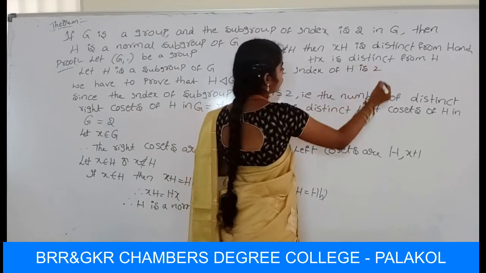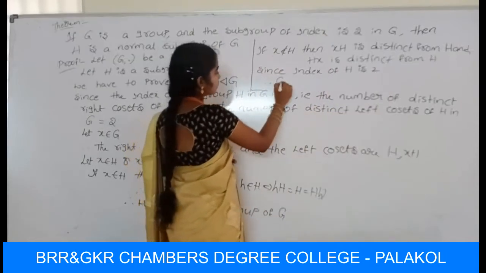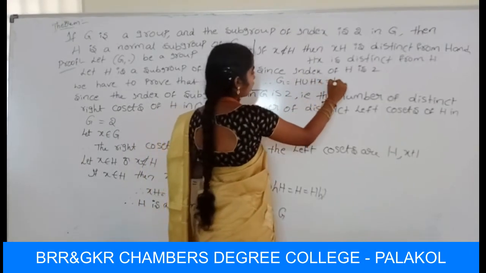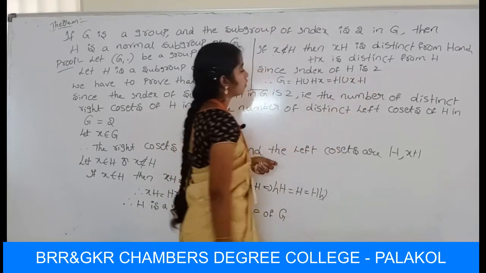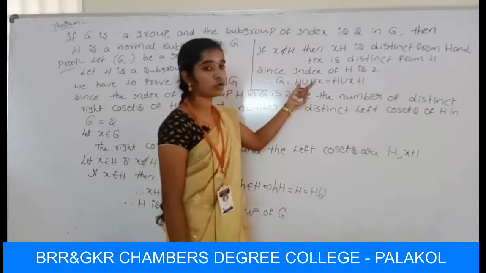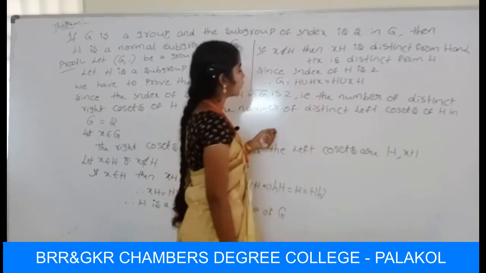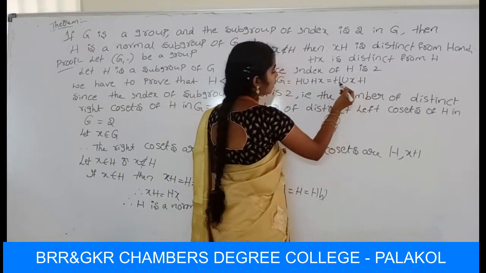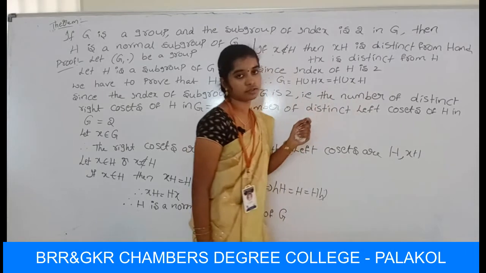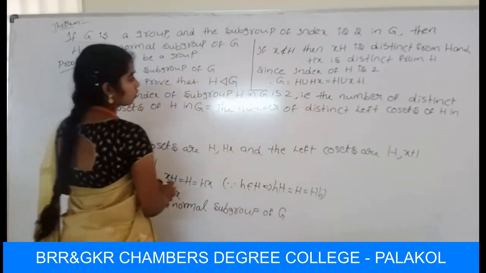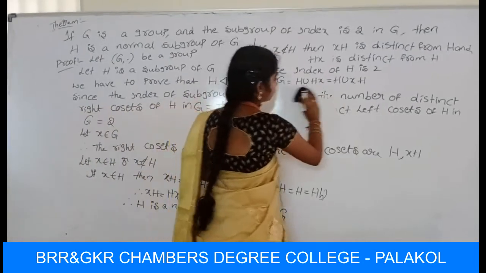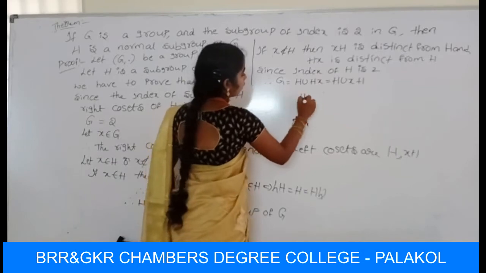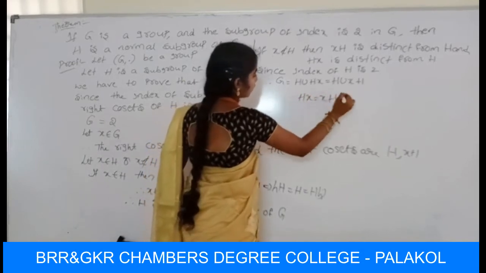H is 2, so that means therefore Z is equal to, it can be written as, H union HX, equal to H union HX. Since there are no two common elements, so H union HX. Similarly, no two common elements in H and XH. So that means HX is equal to XH.